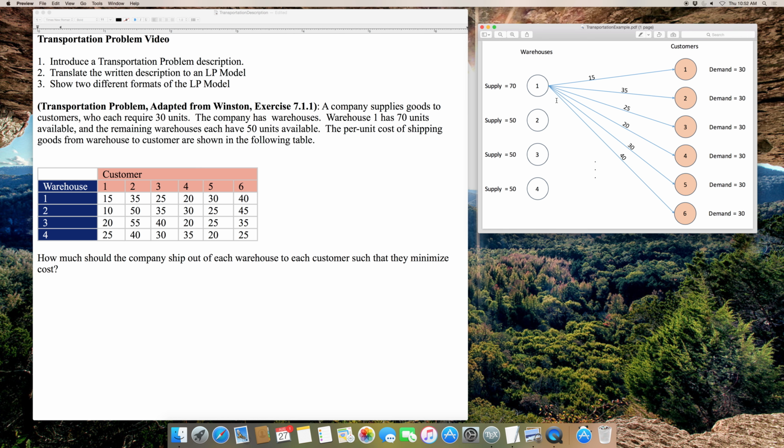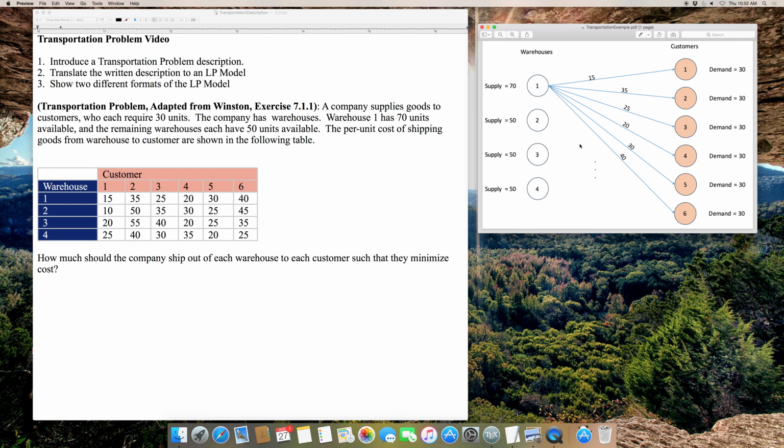And I can ship between each warehouse and each customer. So I have depicted here, or illustrated, an arc between warehouse 1 and each of the customers. Associated with each arc is a cost that I've pulled from the table. So here, this table has told me that the cost from warehouse 1 to customer 1 is 15, and I've placed that along each of the arcs.